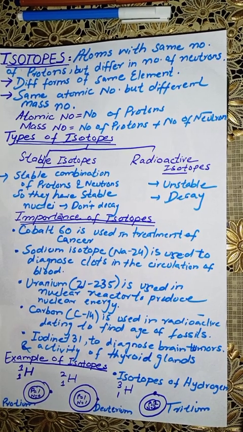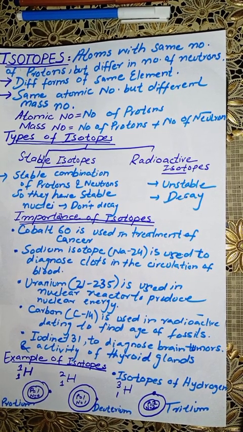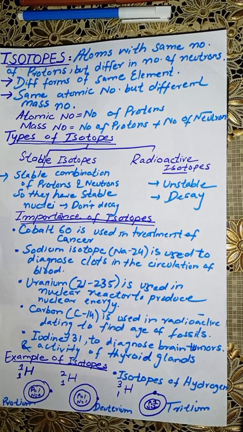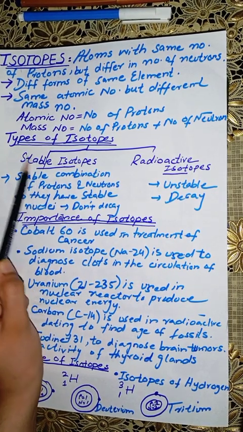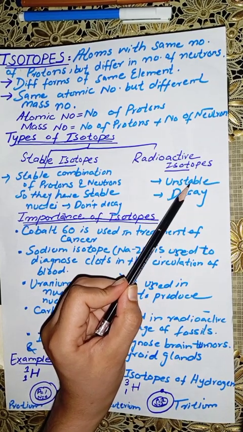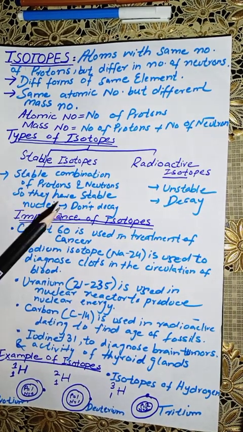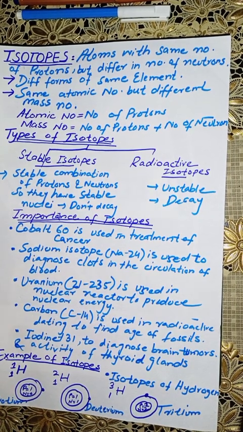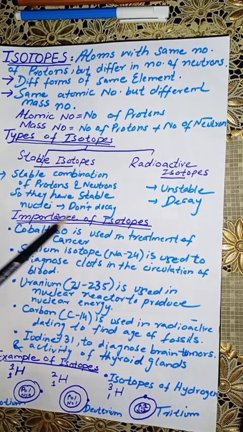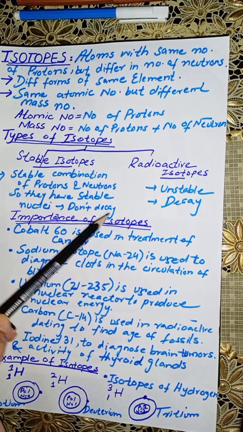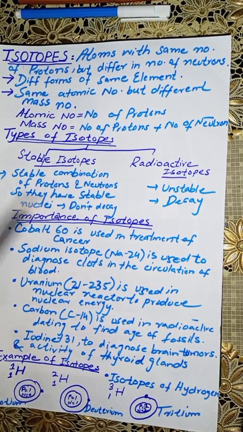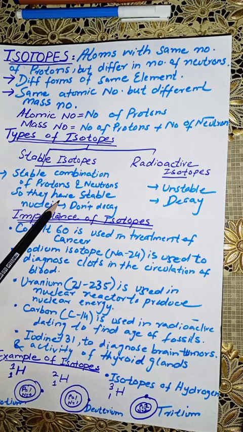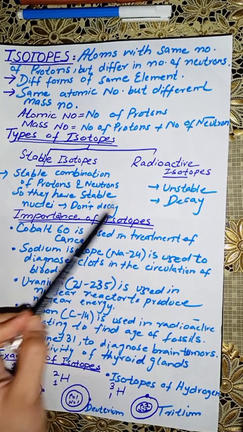Next, we will discuss the types of isotopes. There are two major types of isotopes: stable isotopes and radioactive isotopes. Now we will discuss the definitions. What are stable isotopes? Stable isotopes have a stable combination of protons and neutrons, which means that they have stable nuclei, because protons and neutrons both are present in the nucleus of an atom. Due to stable nuclei, they do not decay.